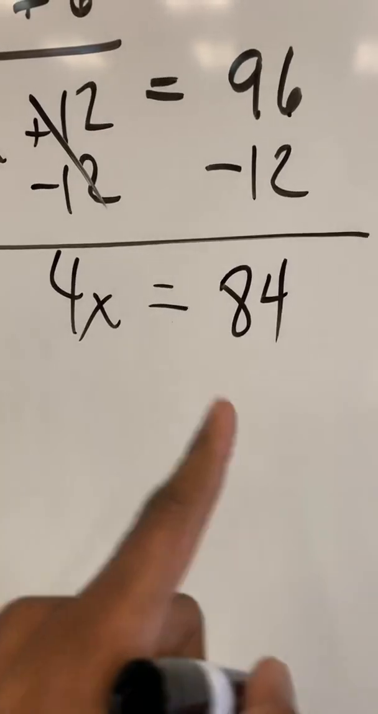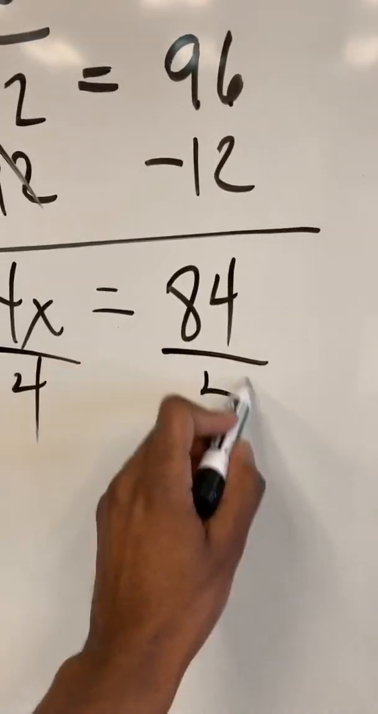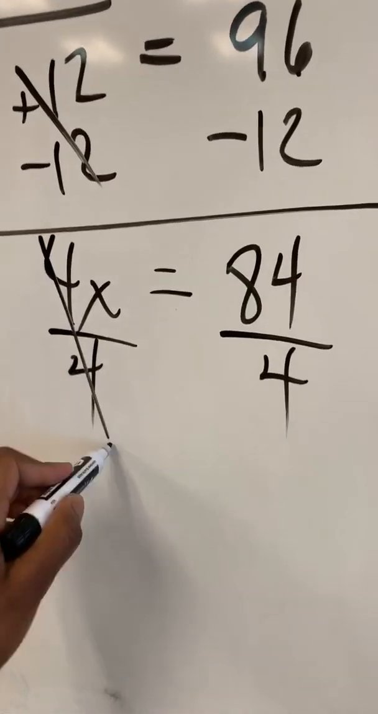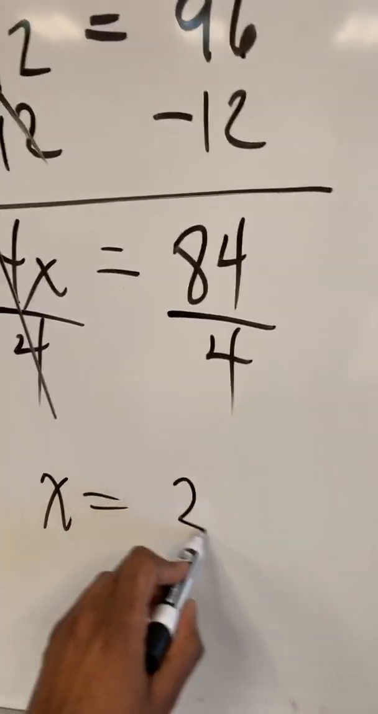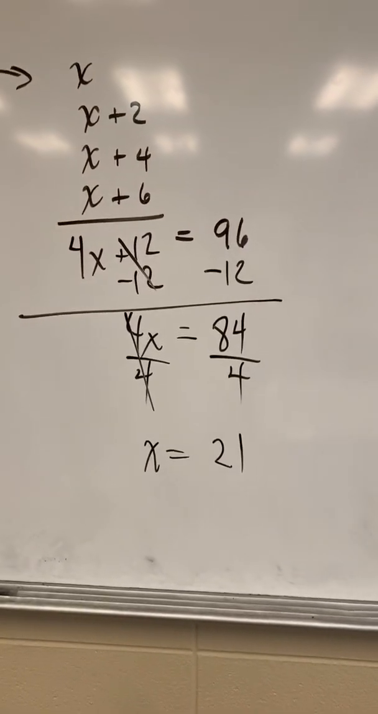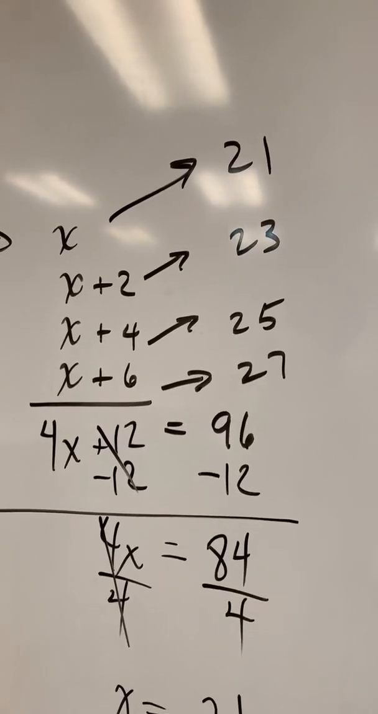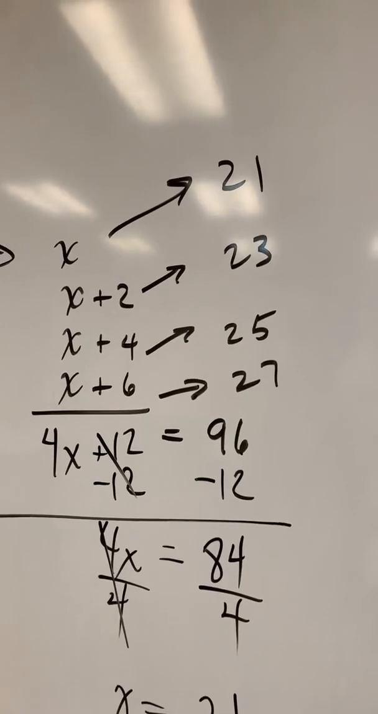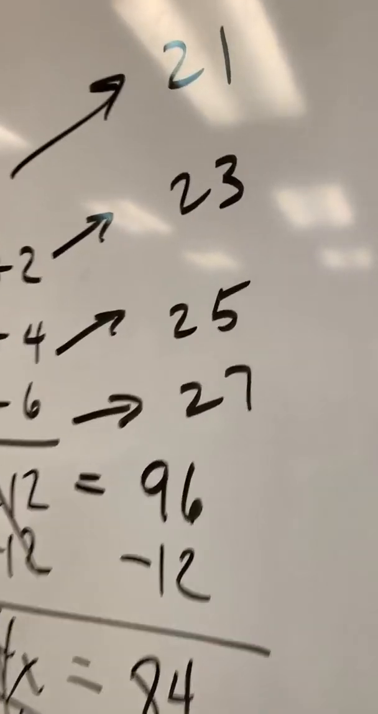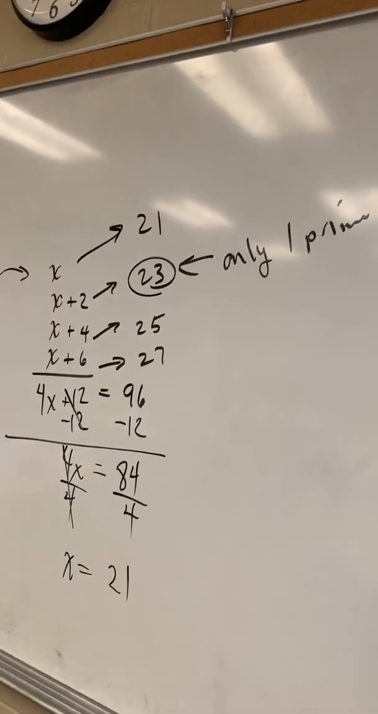Now I can divide 84 by 4. So I divide by the coefficient right here. Now what I have here is x is equal to 21. So 21 is the first number. All right, so 21, 23, 25, 27. So how many are prime? Out of that list, there's only one prime number, 23.